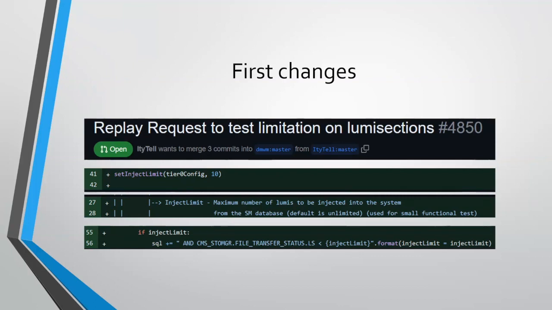And how did I do that? I just modified the SQL query, so it returns only a limited amount of luminosity sections. In this example, only 10, and it makes it possible to run a replay much quicker. So this is my project. Thank you for listening.